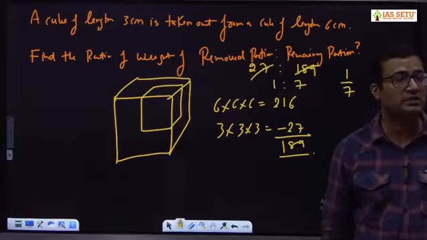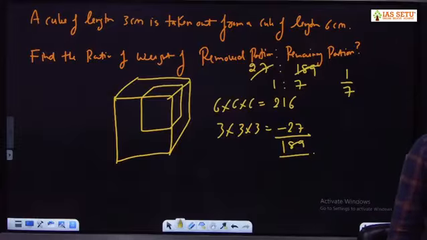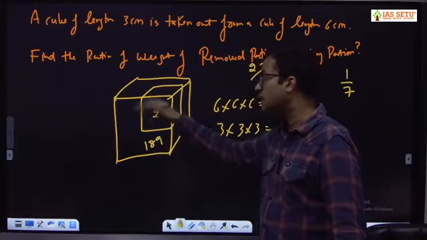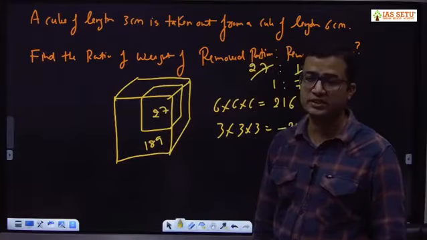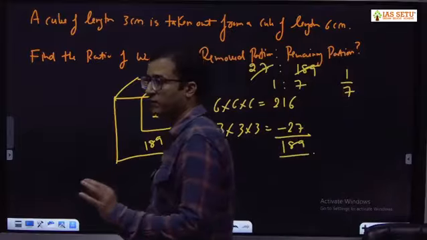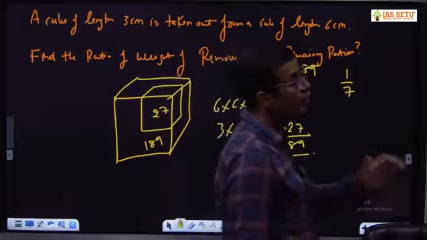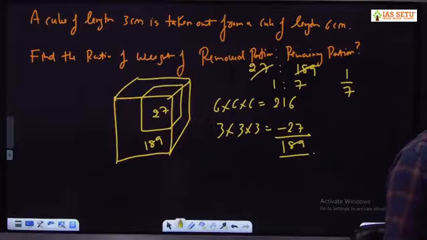I have not asked remaining is to original. मैंने पूछा removed is to remaining. What is removed? 27. What is remaining? 189. And what is original? 216. There are three parts. Be careful. Removed 27, remaining 189, original 216.